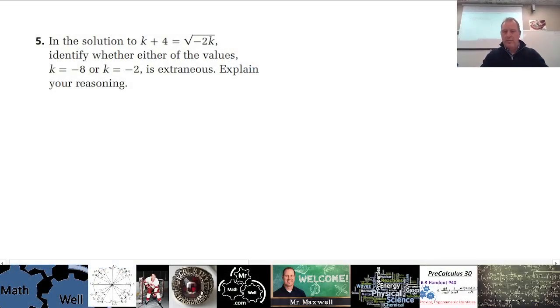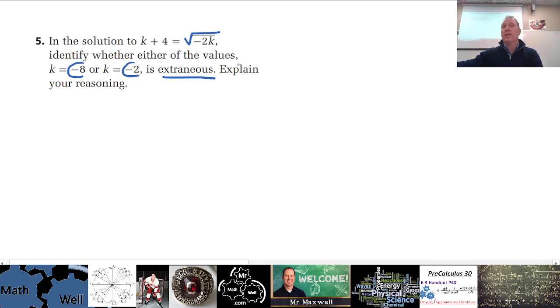Okay, so 5.3, number 5 here, talking about radical equations, because there's a root sign there with a variable underneath. It says, identify whether either of the values k equals negative 8 or k equals negative 2 is extraneous.